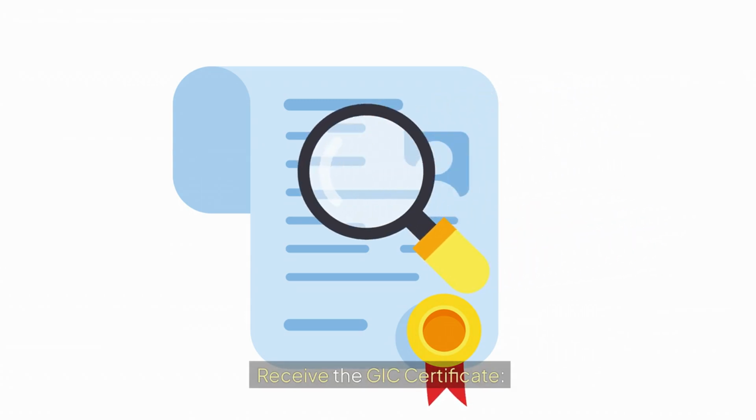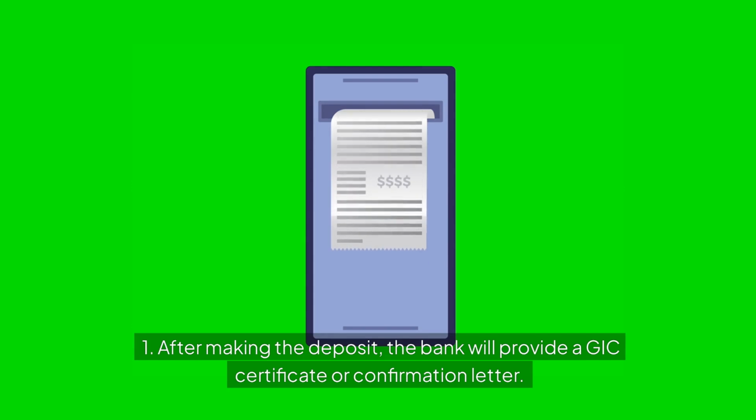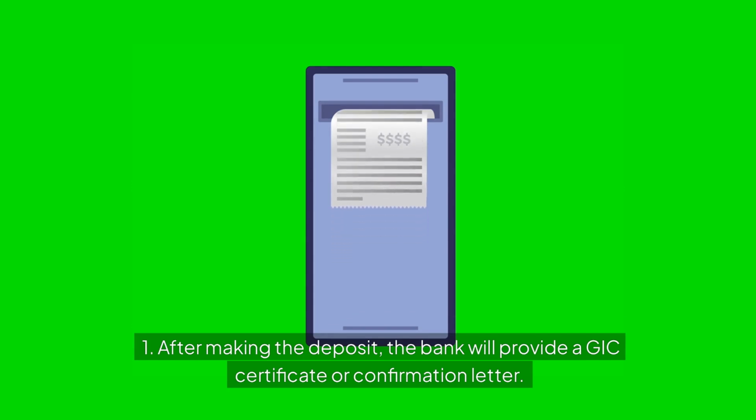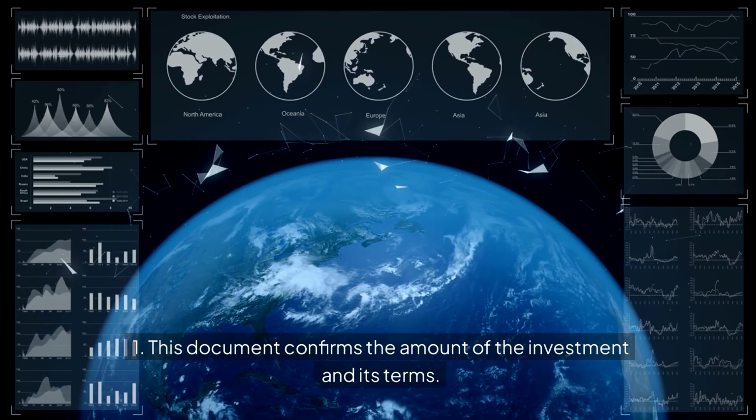C. Receive the GIC certificate. 1. After making the deposit, the bank will provide a GIC certificate or confirmation letter. 2. This document confirms the amount of the investment and its terms.